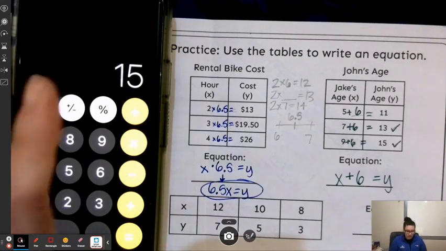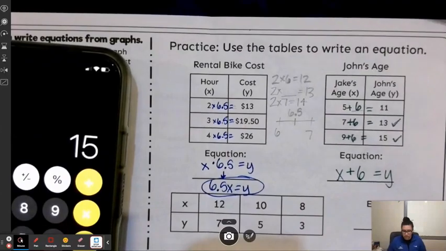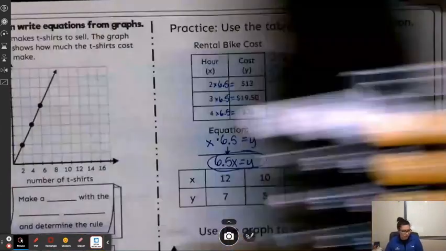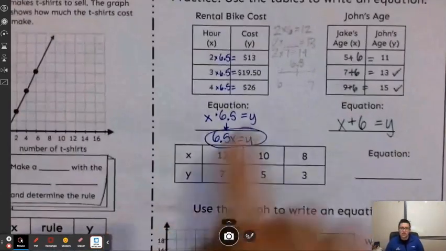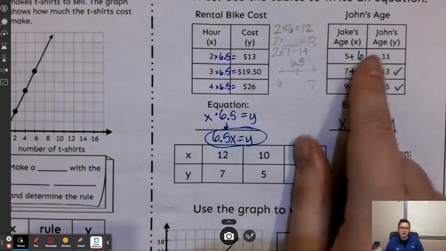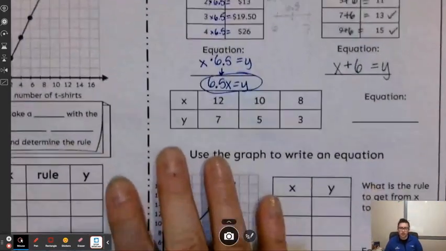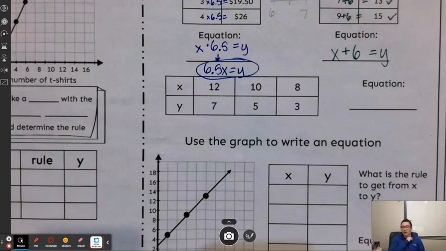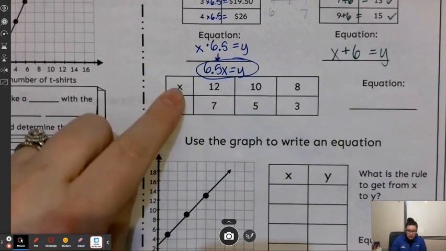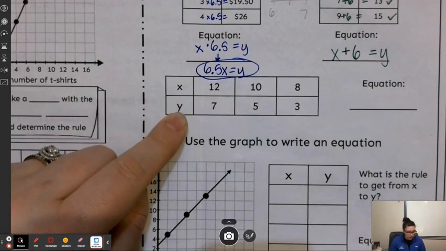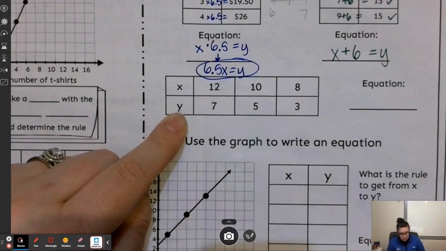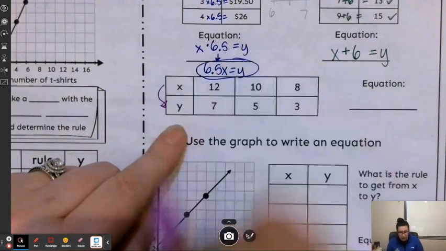And now let's take a look at the next one. This next one doesn't have any titles like hours or costs, Jake's age, John's age, just straight x and y. So again, it's the math that we're doing to the x to get our y. What are we doing from our x to get our y?